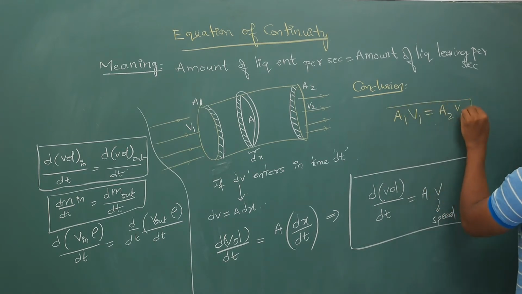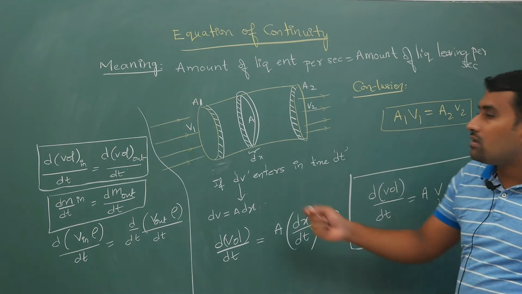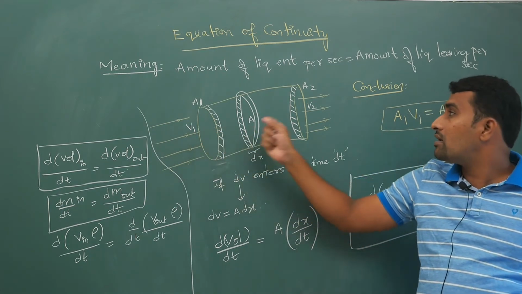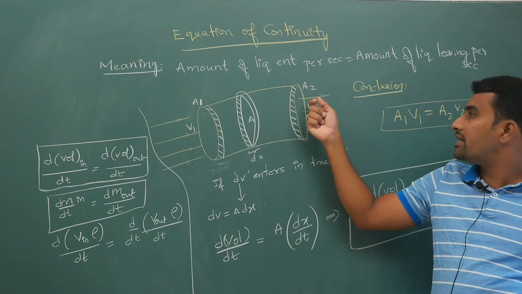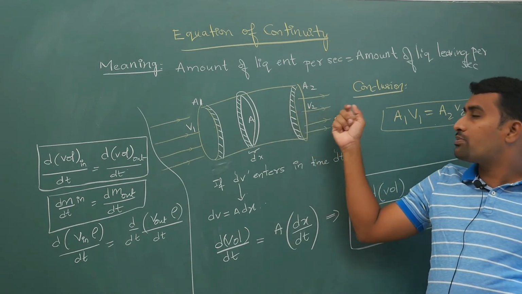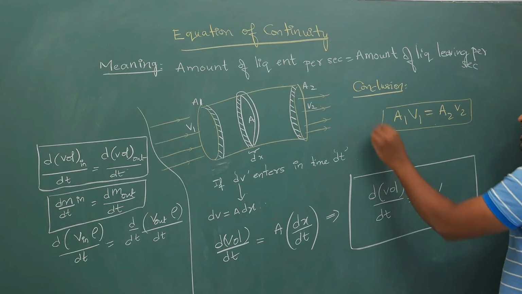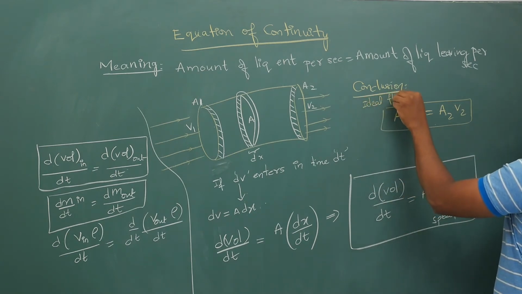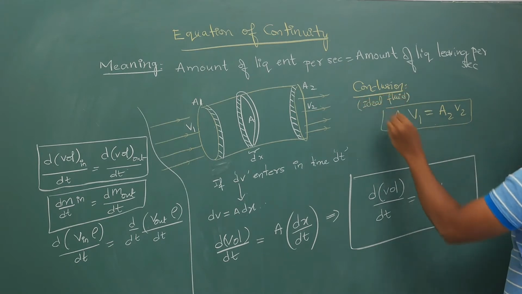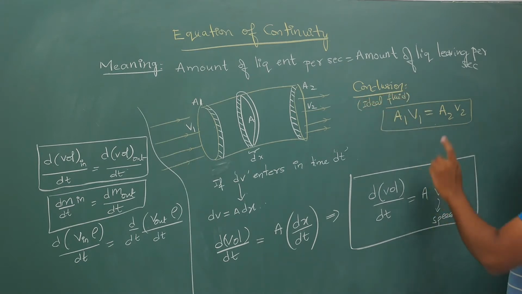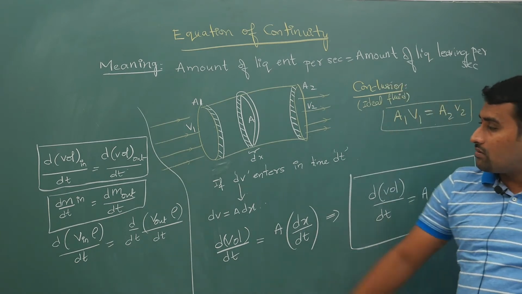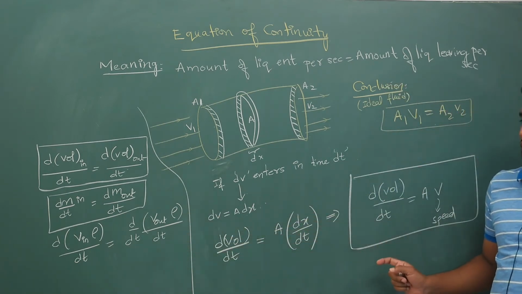That is, if the area of cross section at this end is A1 and the speed here is V1, and the area of cross section here is A2 and the speed is V2, then for an ideal fluid, that is incompressible, with no friction and no rotational effect, A1 V1 is equal to A2 V2. That is the proof.